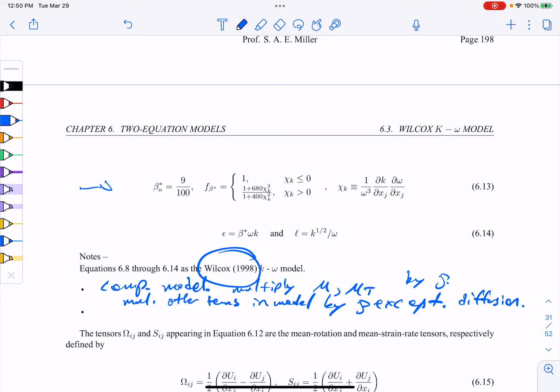So there's lots of notes about these closure coefficients, and some of them become 0. For example, let's see, this one would be 0 for 2D flow. I don't want to spend too much time talking about some of these little reductions and details, but you'll see that this model is excellent at predictions of boundary layer flows, and you'll see why in a second.